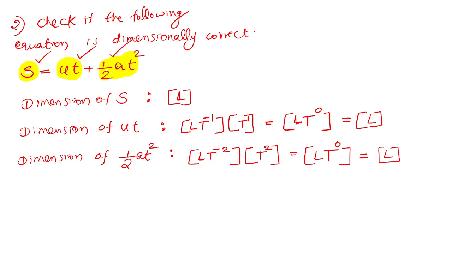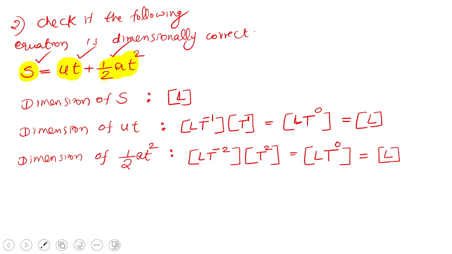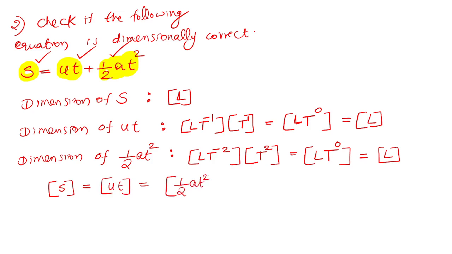This one is also found. So this is the dimensional homogeneity. Where plus or minus is involved, each term must have the same dimension. So your conclusion is that the dimension of S is equal to the dimension of ut, which is equal to the dimension of half a t square. So the given formula S equal to ut plus half a t square is dimensionally correct.